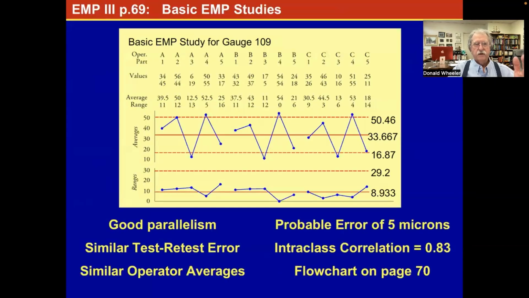So we look at the graph and you can almost read it right off the graph. Good parallelism, similar test-retest error, similar operator averages. We can compute the probable error at 5 microns. Intraclass correlation is computed to be about 83%. And if you want a flow chart for the steps in this EMP study, you can find those on page 70 in EMP3.